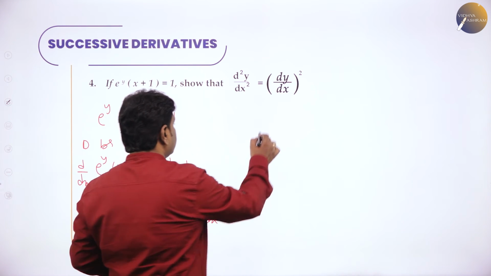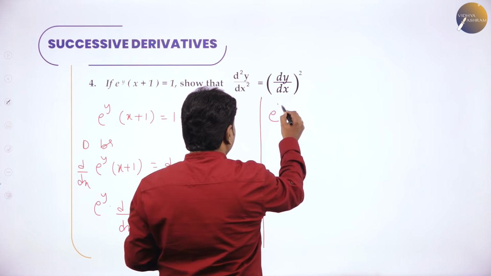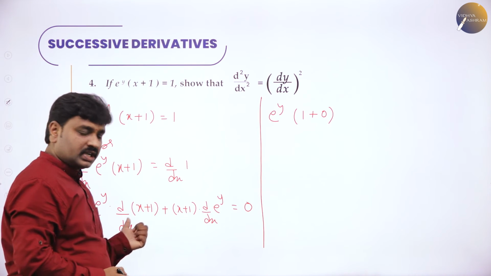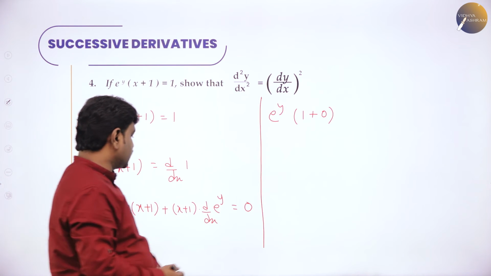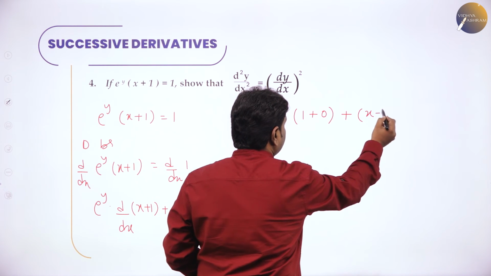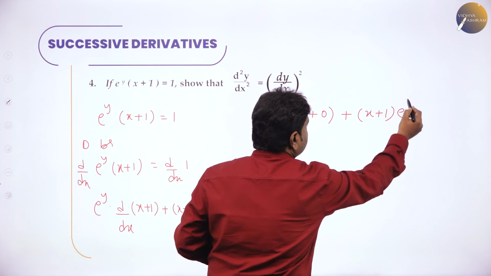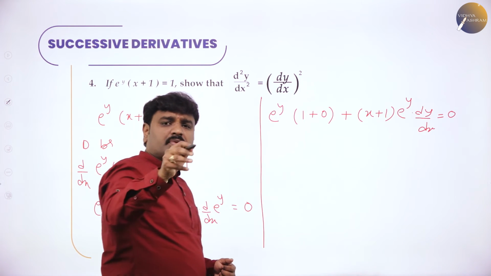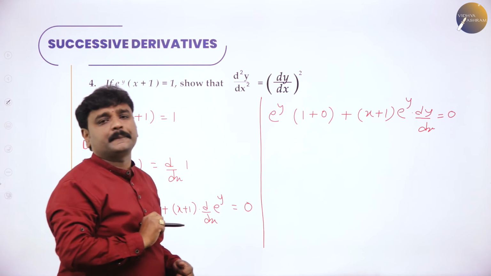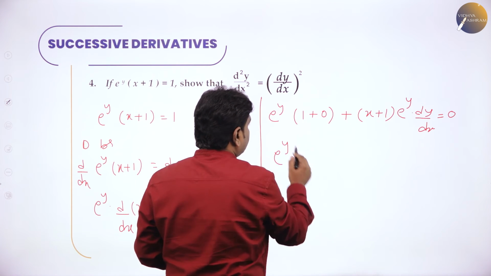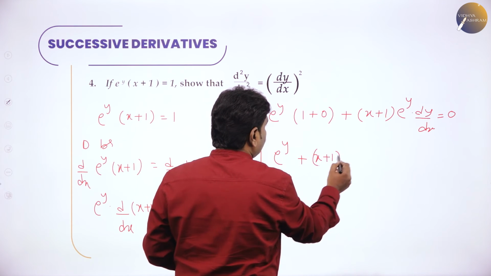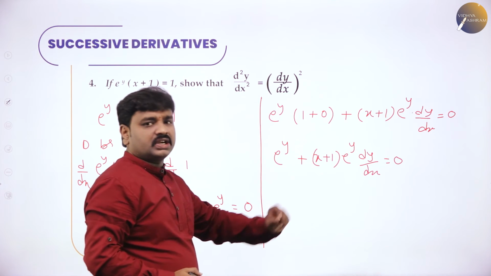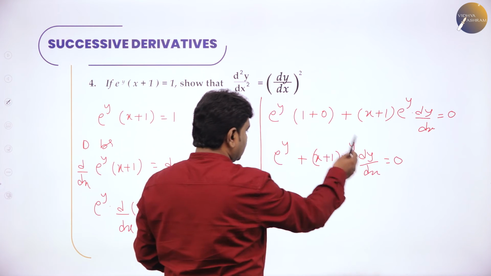Now we will rearrange. So e power y into what is the derivative of x? 1. Derivative of 1 is 0. D by dx of x is 1 and d by dx of 1 is 0. Then plus (x plus 1) into d by dx of e power y, which is e power y into dy by dx. You know differentiation of e power x is e power x. Similarly, derivative of e power y is e power y into d by dx of y. E power y plus (x plus 1) into e power y into dy by dx is equal to 0.